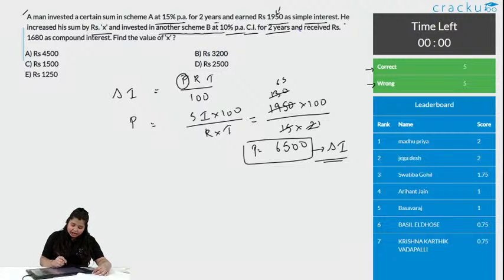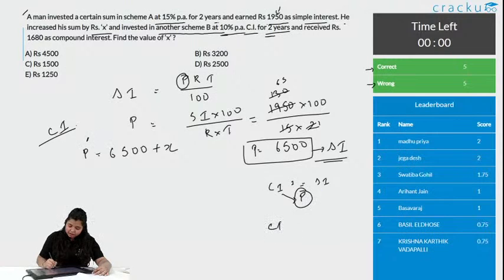Now, what he did is he added, so the principal now, in case of compound interest, the principal now is 6500 plus X, at 10% for 2 years. Remember, compound interest for just 1 year will be similar to simple interest, and why is it so? Because it will be applied only on the principal. For compound interest for the second year, it will be applied on the principal plus the interest of the first year.